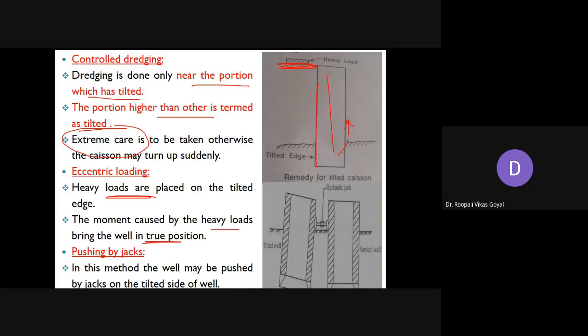Now the next method is pushing by jack, with the help of a hydraulic jack. Provide a jack here. So this is your tilted well, and the jack is to be provided in this direction. If you want to bring it to a vertical position, a push can be applied with the help of a hydraulic jack. Push it in this direction and try to recover the tilted position, and it can be brought back to its original vertical position.